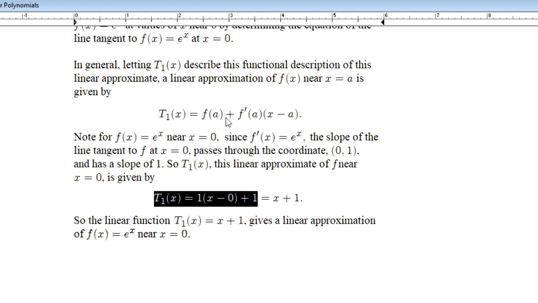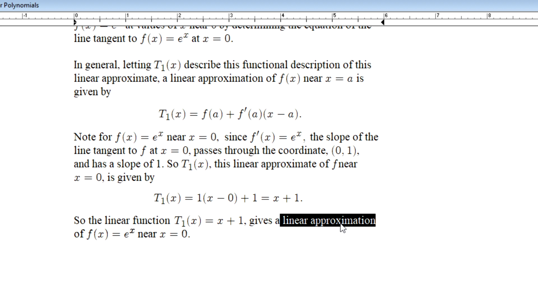This is the formula set up above. I did rearrange these two terms. Here we have f prime of a, which we know is 1. Here we have the quantity x minus a, that's x minus 0, and that is added to f of a, which is back here at the end, plus 1. When simplified, this gives the linear equation x plus 1. The linear function t sub 1 of x equal to x plus 1 is a linear approximation of the function f of x equal to e to the x near the value of x equal to 0.